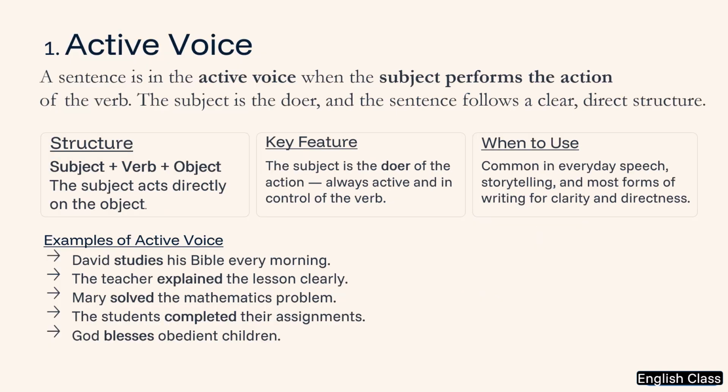Let's talk about active voice. A sentence is in the active voice when the subject performs the action of the verb. The subject is the doer. The sentence follows a clear, direct structure. Now, what's the structure of an active voice? Here we have it. The structure of an active voice is the subject plus the verb plus the object. The subject acts directly on the object.